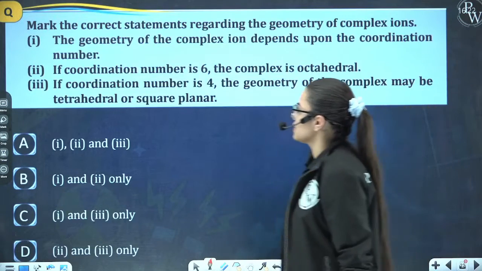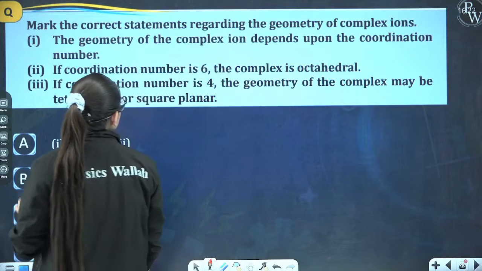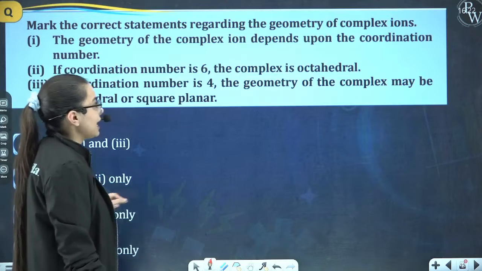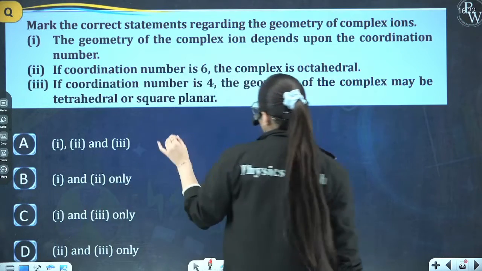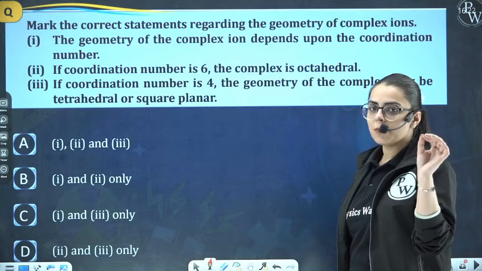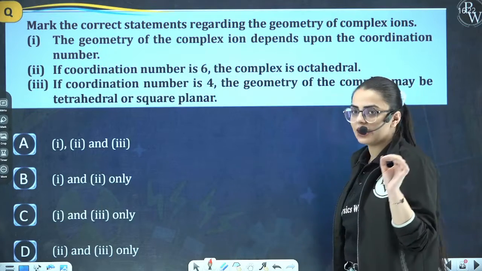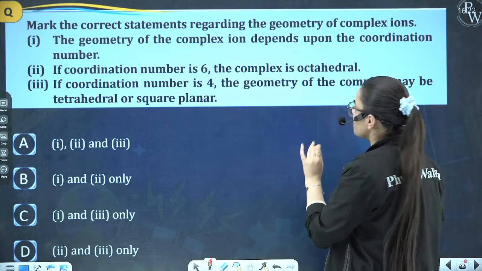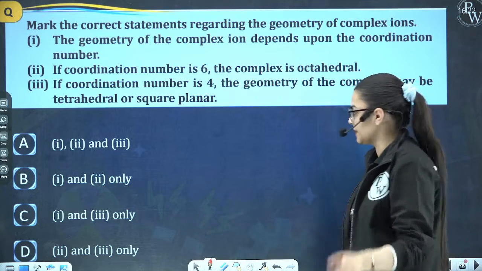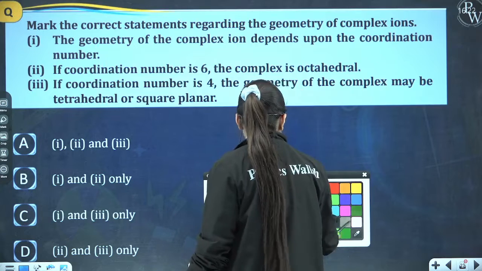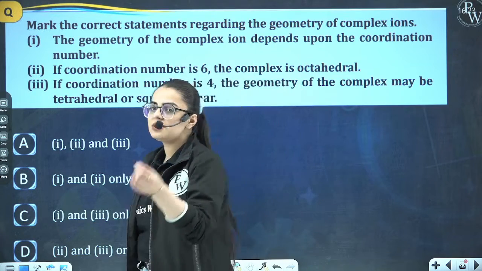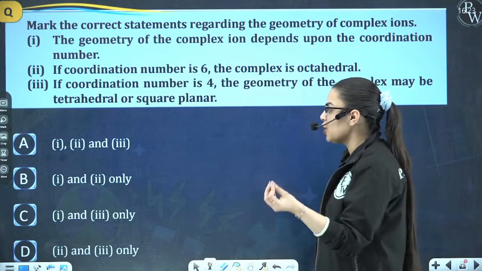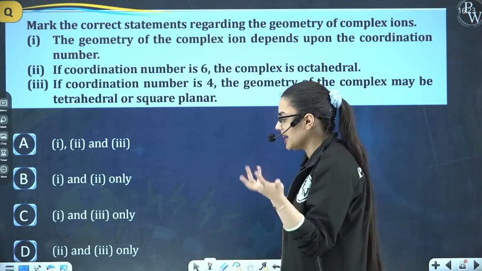Let us see the next question. Mark the correct statements regarding the geometry of the complex ions. First, the geometry of the complex ion depends upon the coordination number. Second, if the coordination number is 6, the complex is octahedral. Third, if the coordination number is 4, the geometry of the complex may be tetrahedral or square planar. So you have certain options over here, students. Option A is first, second and third. B option is first and second only. C option is first and third, while D option is second and third only.